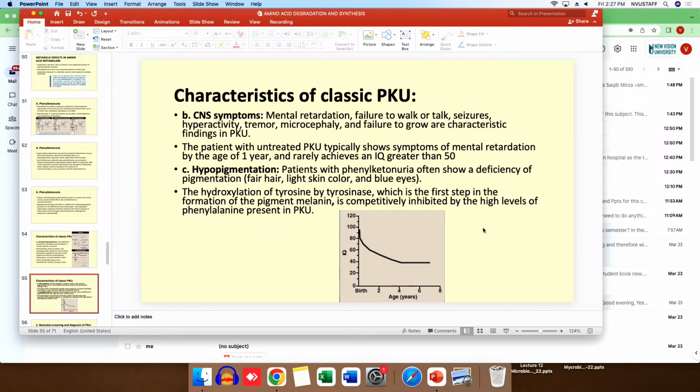Very bad thing is that if mental retardation starts before the age of 1, then their IQ will not increase at all. Well, slightly, but it will be very difficult to reverse mental retardation. You can reverse hypopigmentation. You can reverse the color, no problem. Tyrosine, catecholamines, that will work fine, but not mental retardation.